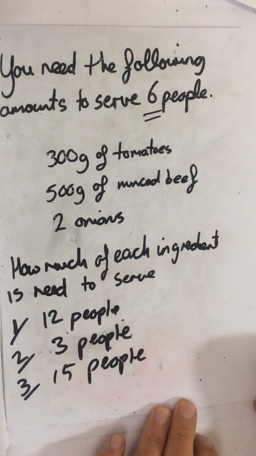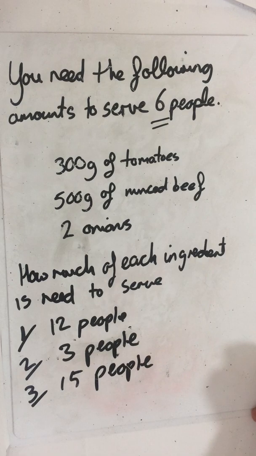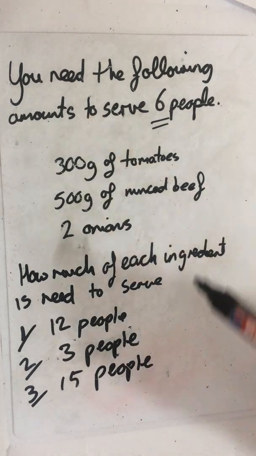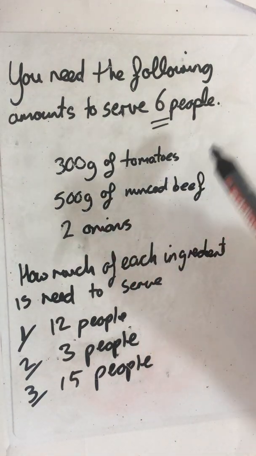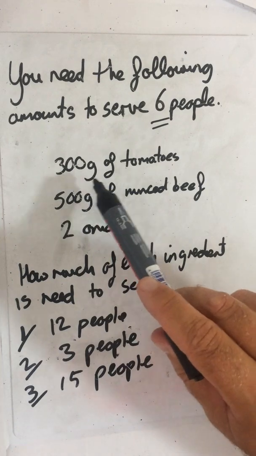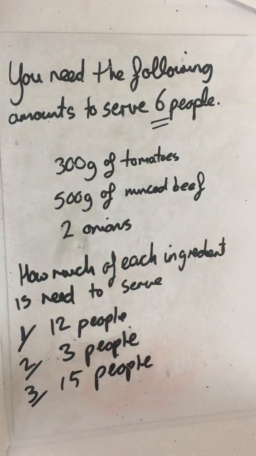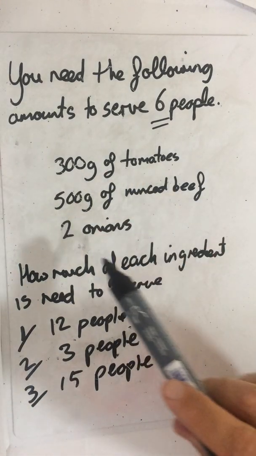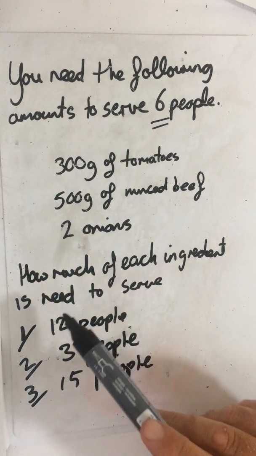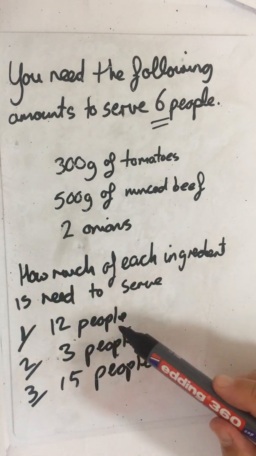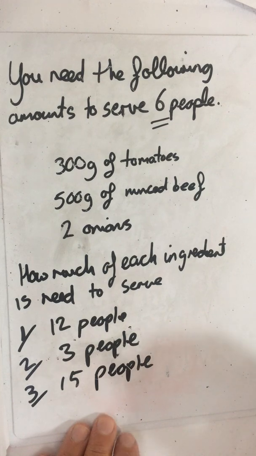Right, have a little go with this question, and then we move on to another slightly different one. So, you need the following amounts to serve 6 people, for some bolognese: 300 grams of tomatoes, 500 grams of minced beef, and 2 onions. How much of each ingredient for 12 people, 3 people, 1 person?